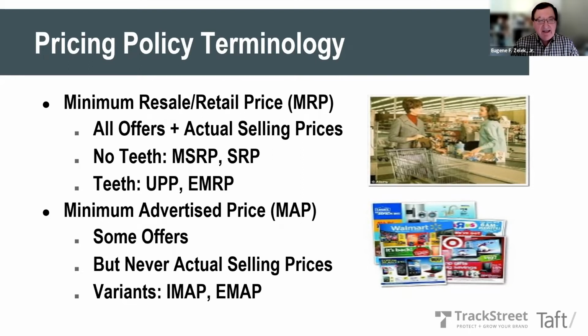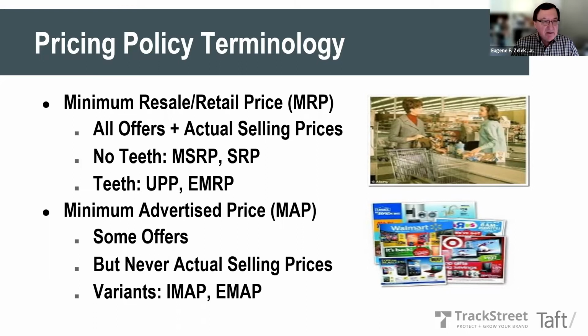But we think that's not a very good choice because UPP, unilateral pricing policy, could also apply to MAP, which we're going to come to in a second. So we think the better term is MRP. And then a variant on an MRP is EMRP, which is a pricing policy that applies only to electronic media. So that would be texting, that would be internet, and so on, but not brick and mortar.